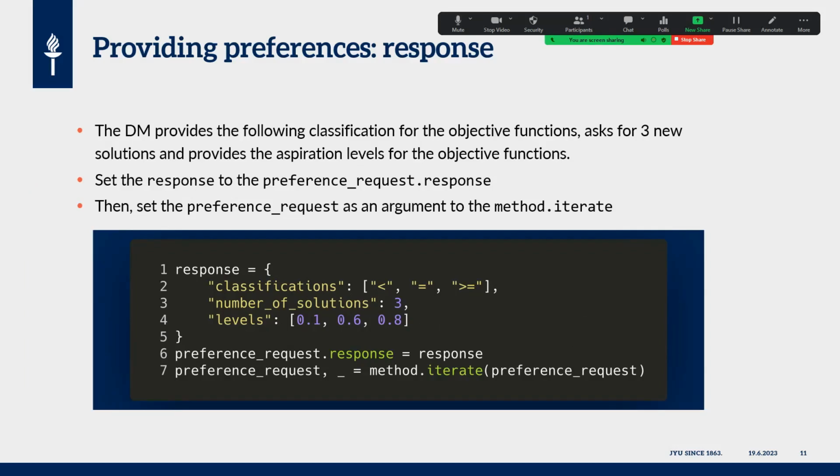Probably with the help of the analyst, the decision maker provides some classification for the objective functions. Here, for example, they want to improve the first objective, keep the second objective the same, and let the third objective worsen until a certain limit that is given here, at the aspiration levels. The decision maker also wants three new solutions generated. And as said, we set the response on this object, and then we take the next iteration.